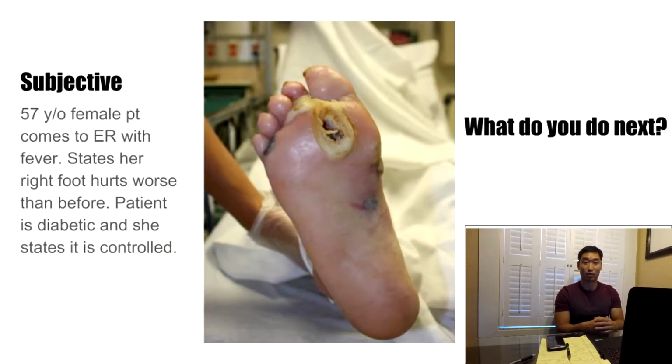Starting off, you see a picture like this shown in the slide. They're going to provide you the subjective part. A 57-year-old female patient comes to the ER with fever, states her right foot hurt worse than before. The patient is diabetic, and she states it is controlled diabetes. They're going to ask you, what do you do next?